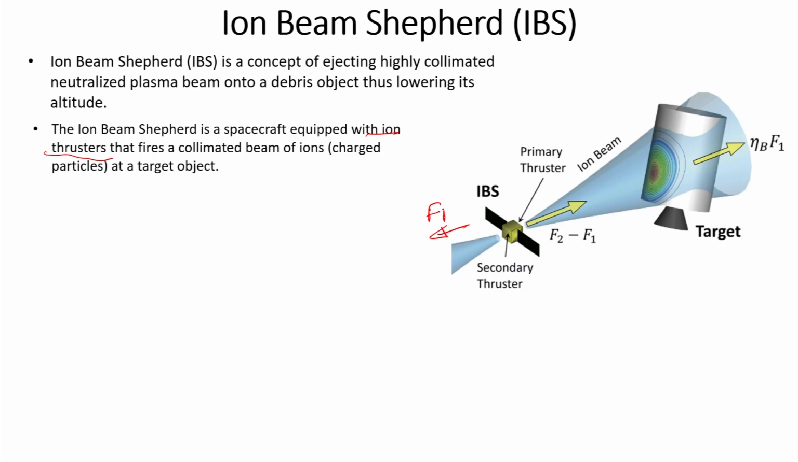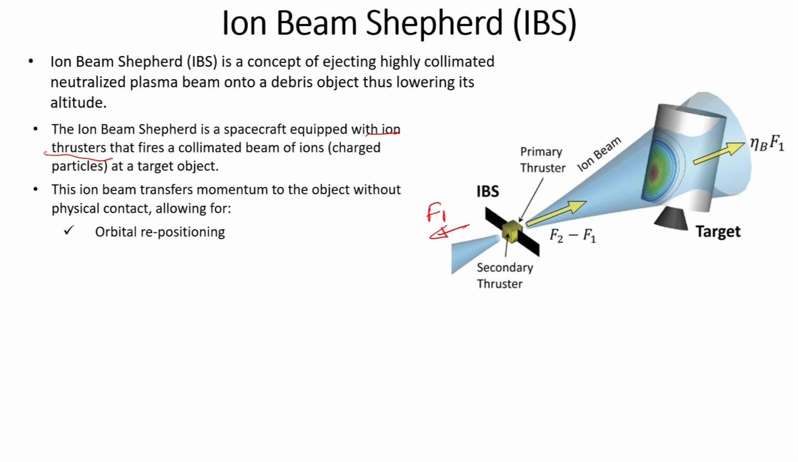So, this is F1. This ion beam transfers momentum to the object without physical contact, and it allows for orbital repositioning. Then it can be used for controlled deorbiting, and also for collision avoidance, where the debris path can be changed.